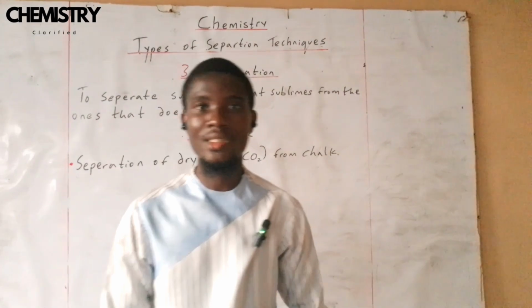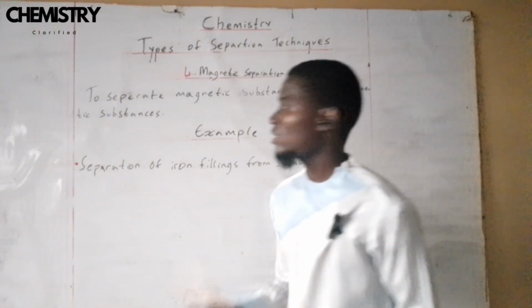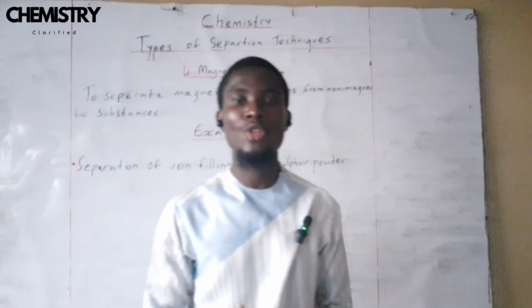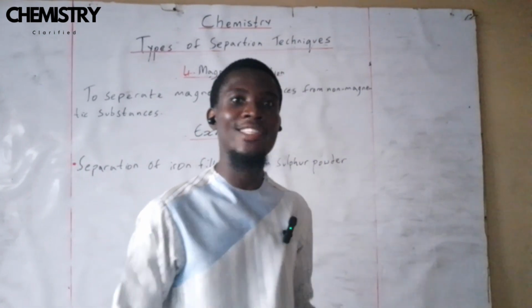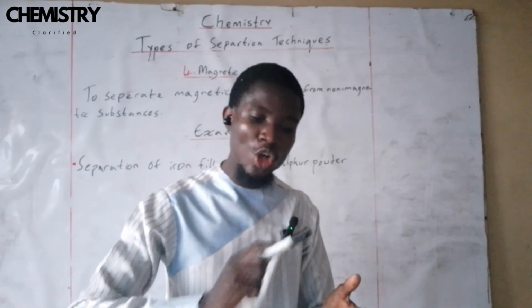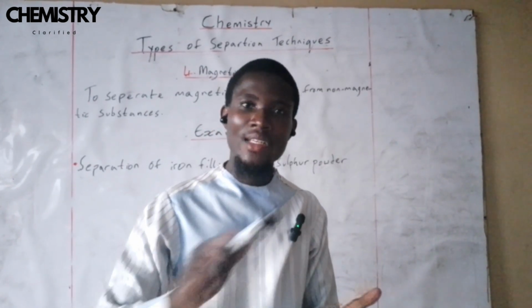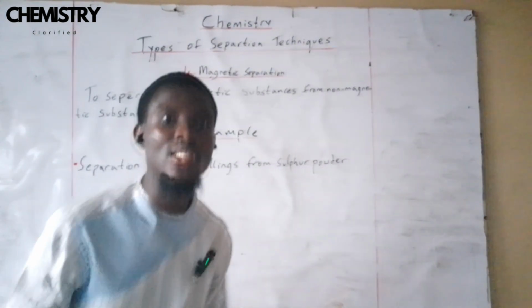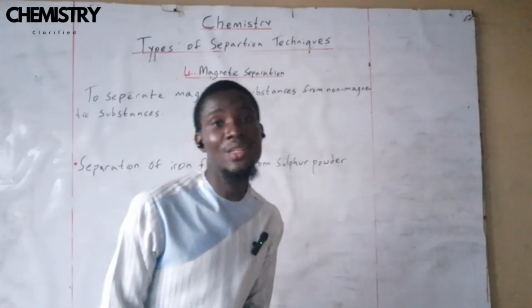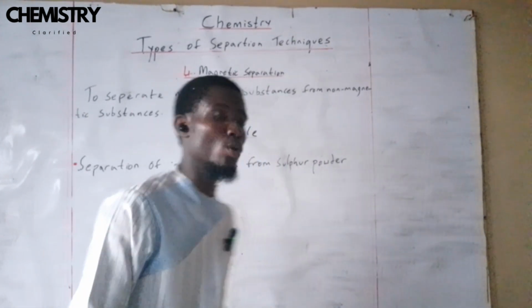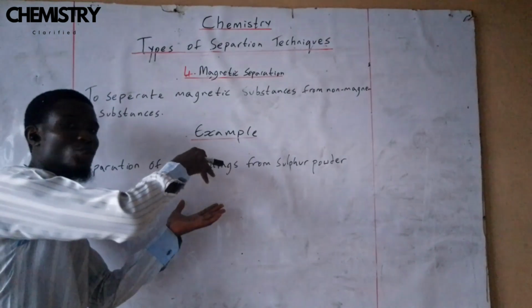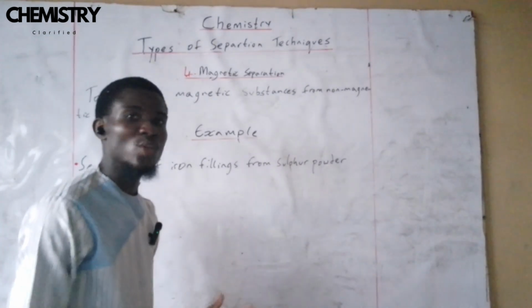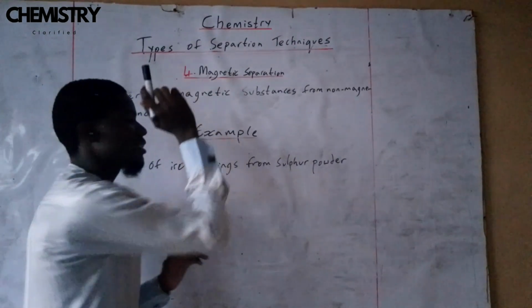Now, the next one is magnetic separation, and this is used to separate a magnetic substance from a non-magnetic substance. What does this mean? There are some substances that are attracted to a magnet, like an iron bar, for instance. Now, if you chop some tiny pieces of iron bar to form iron filings, and you mix that with sulfur powder, which is a material that doesn't get attracted to the magnet at all, you can easily separate that mixture by bringing a magnet near the mixture, and only the iron filings are going to be attracted to the magnet, leaving behind the sulfur powder. That way you have separated the mixture using magnetic separation.